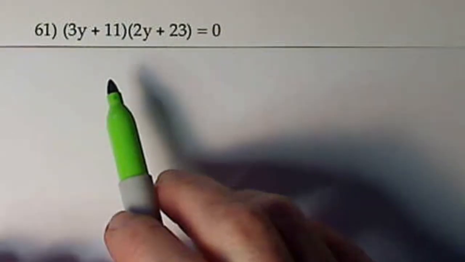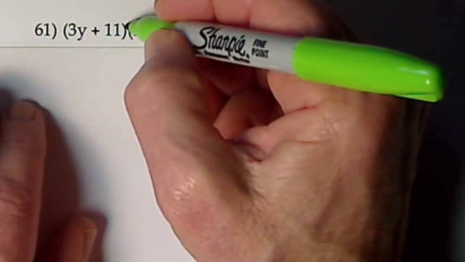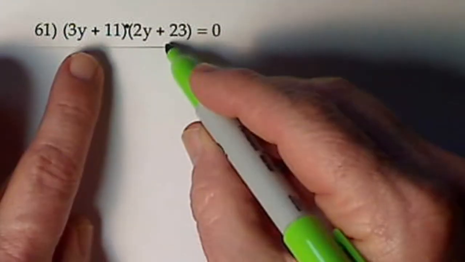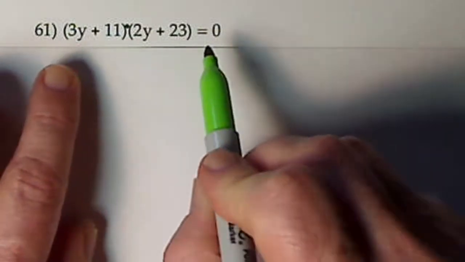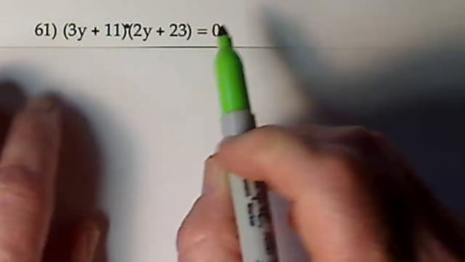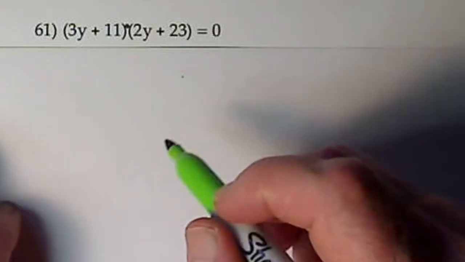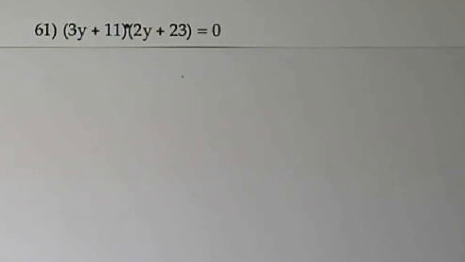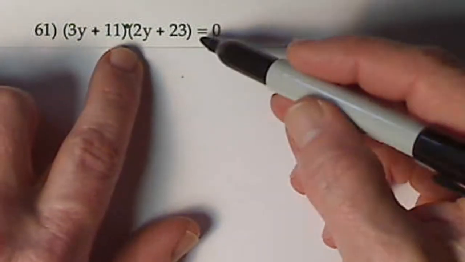All right, for number 61, notice you have something times something equals 0, and we're supposed to solve, so that means we can use the zero factor property. One of these sets of parentheses must be equal to 0, perhaps each of them is. Okay, so you simply take the first set of parentheses. This isn't an algebraic step, this is based on the zero factor property.